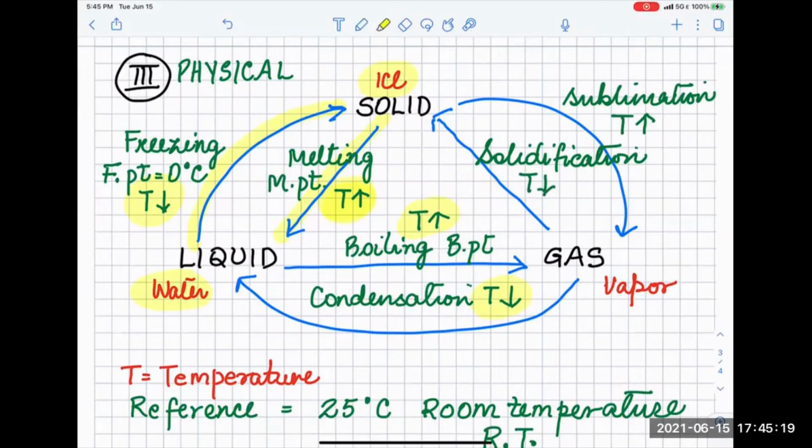So here you see temperature increases and temperature decreases. That's all. And all you see is basically the conversion from a solid to liquid to a gas state of not just water, but anything you can convert.